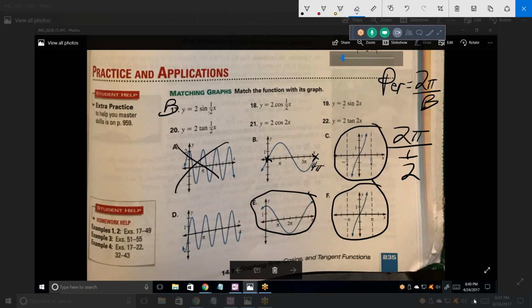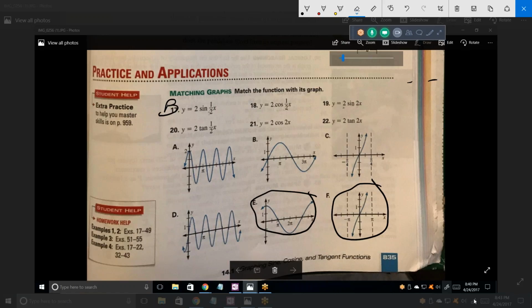Okay. Now, let's look at 18. Like I said, there's no point in dealing with the amplitudes because they all have amplitudes of 2. So the only thing we really need to figure out is the period. Which curve has a period that goes with a B of 1/2? What's the period again? 4 pi. Where is there a cosine curve that has a period of 4 pi? E. Correct. So that's E.